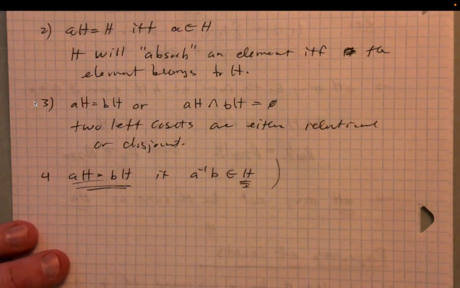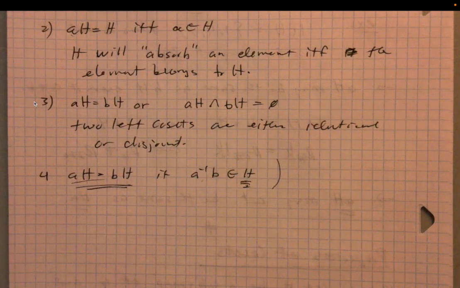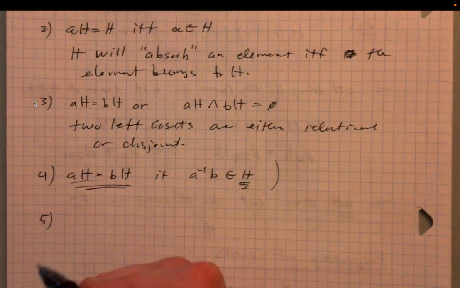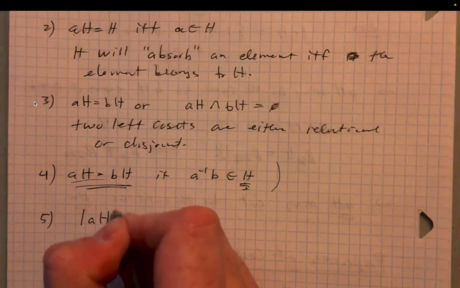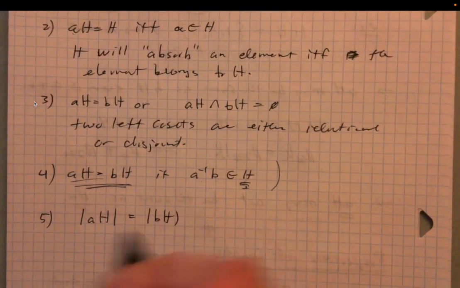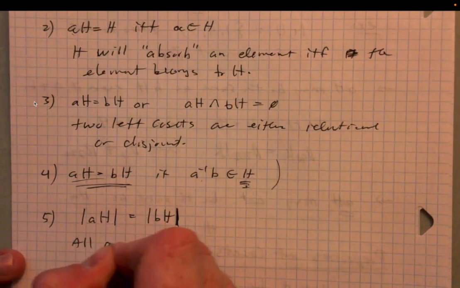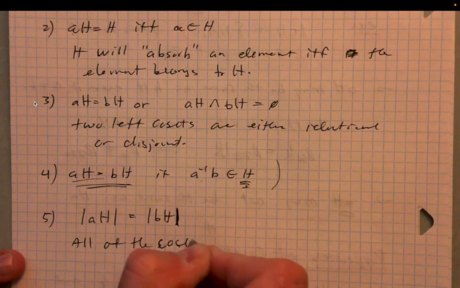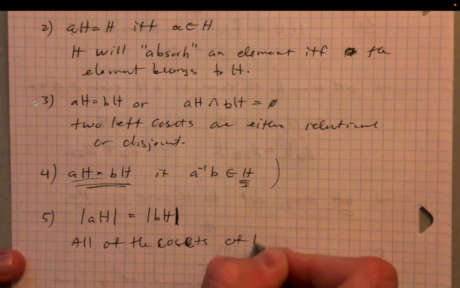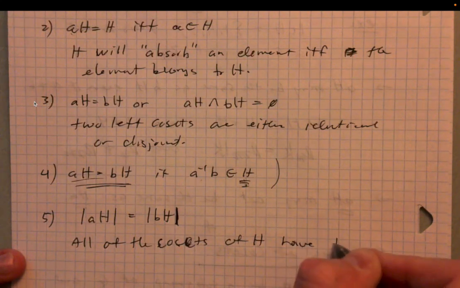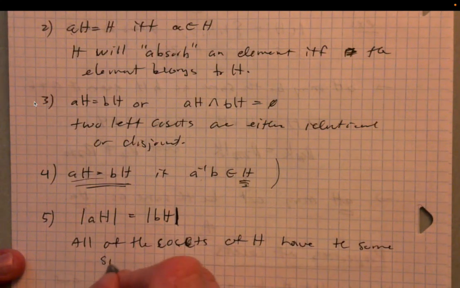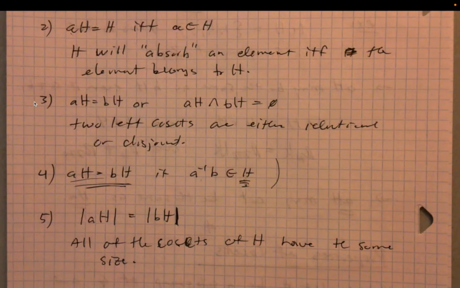So this is handy, sometimes, in math. It's very often the case that you just have to translate a question into a different question that's equivalent, and that's what this one is doing. Okay. What about 5? The size of AH equals the size of BH. Well, all of the cosets of H have the same size is what this is all about.